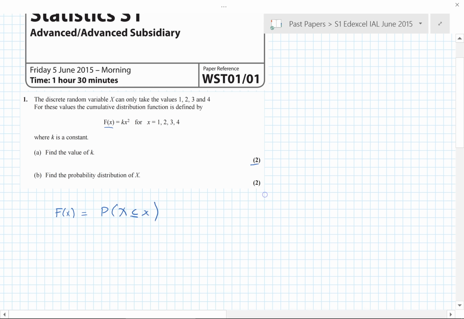So in other words, F(4) would be the probability that X equals 4 plus the probability that X equals 3 plus the probability that X equals 2 plus the probability that X equals 1. And F(3) would be just three of these, without this one here, and so on. It shouldn't be difficult to see that F(4) must be equal to 1, because one of these is going to happen.